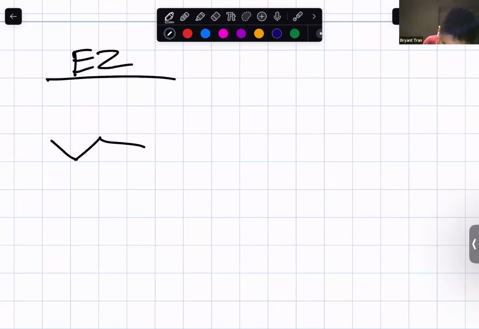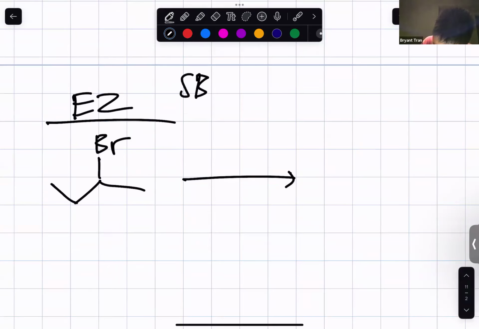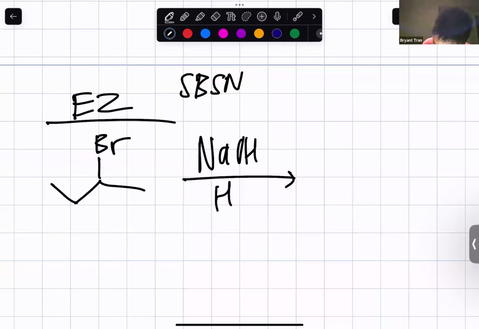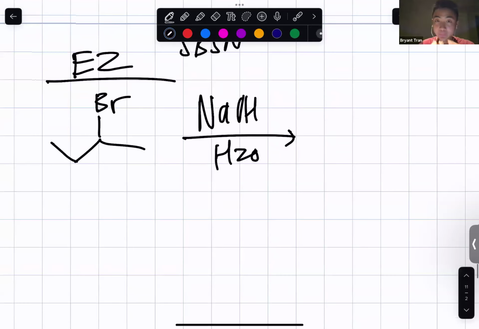But let's start off simple, right? Let's start off with a secondary haloalkane right here, and they're going to work with strong bases and strong nucleophiles, like NaOH and water, let's say for example. And like we said earlier, E reactions will always form double bonds, alkenes. We already talked about alkene stability: the more substituted the alkene is, the more stable it's going to be. And they're going to work with the beta protons.